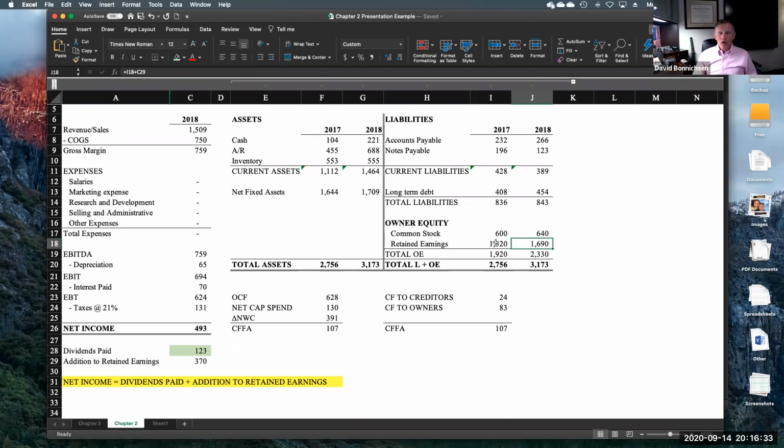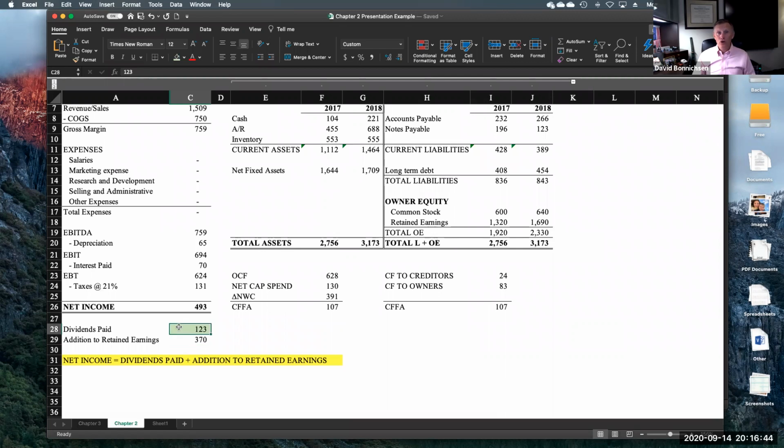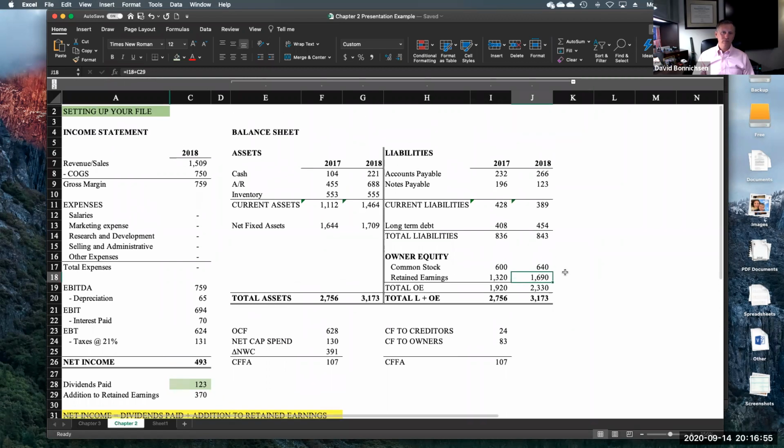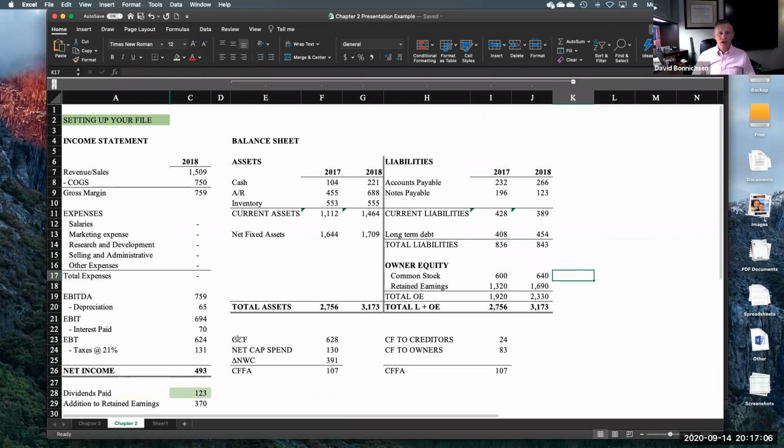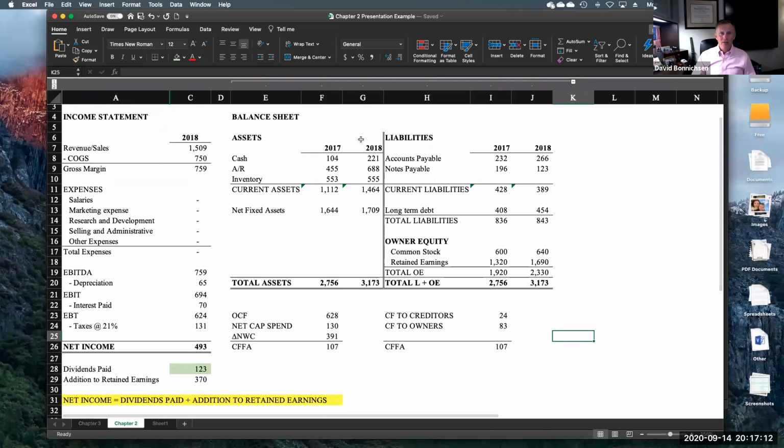Okay, so that's the reason why the difference between 2017 and 2018 is 370 and entirely attributed to the management decision to pay $123 million in dividends out of their $493 million of net income, leaving $370 million to plow back into the business. Okay? Crystal clear? Any questions? Don't worry about this stuff right now. We're about to get to this. But any questions about the build out of the income statement?